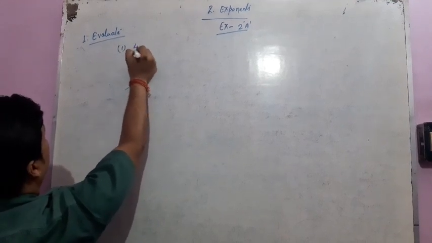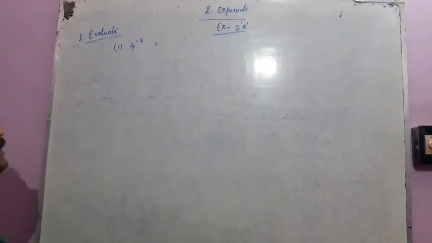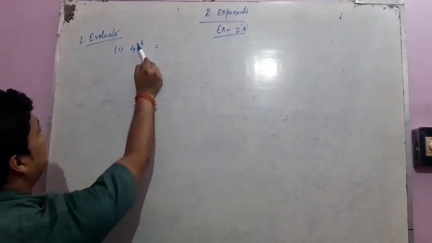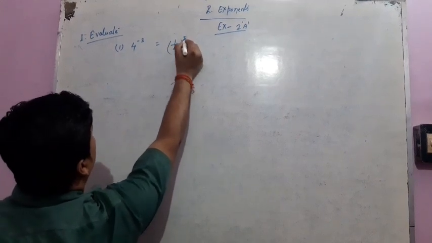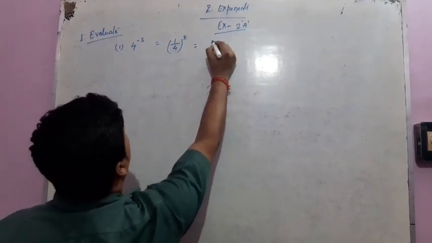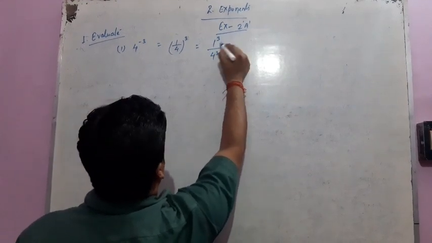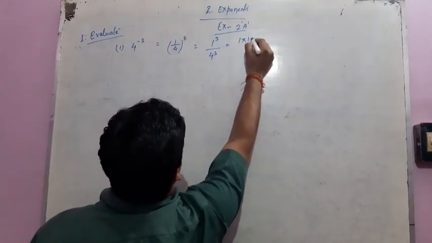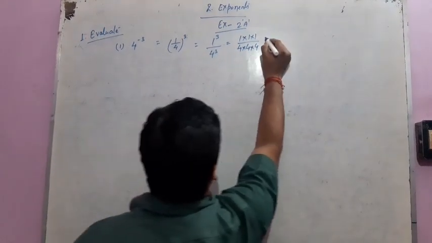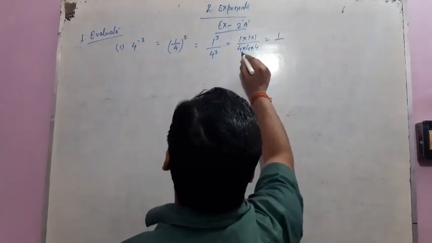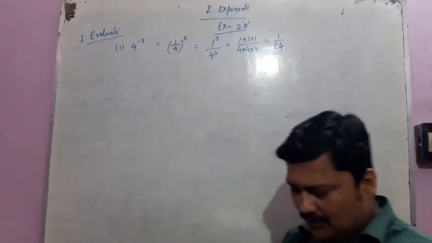The question is here 4 to the power minus 3. Now, as we have learned, for removing this minus sign, we have to write the reciprocal, 1 by 4 and whole power cube. Now, 1 cube by 4 cube. The cube of 1 is 1 into 1 into 1 and the cube of 4 is 4 into 4 into 4. Here 4 4 is 16, 4 is 64. That's our answer, 1 by 64.